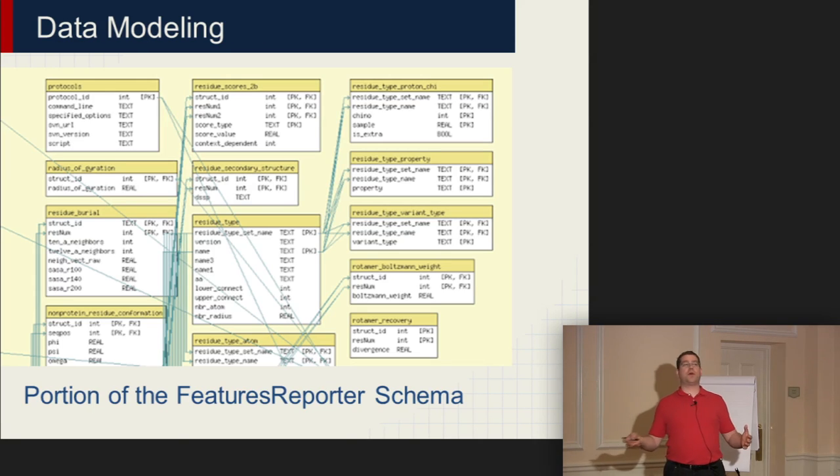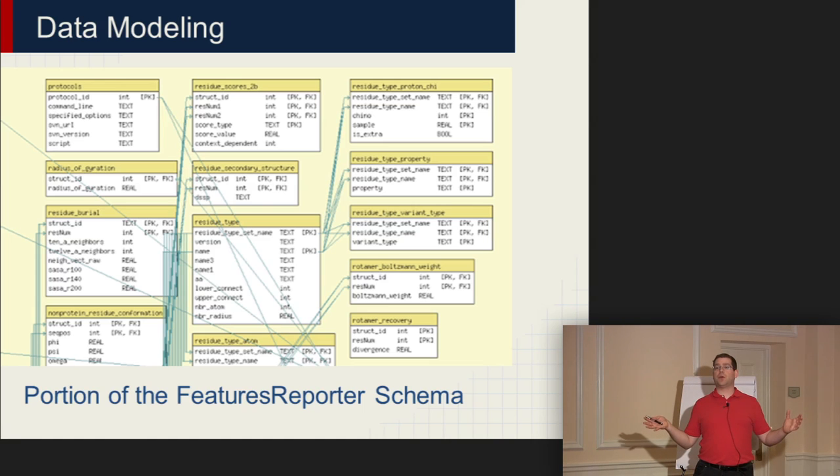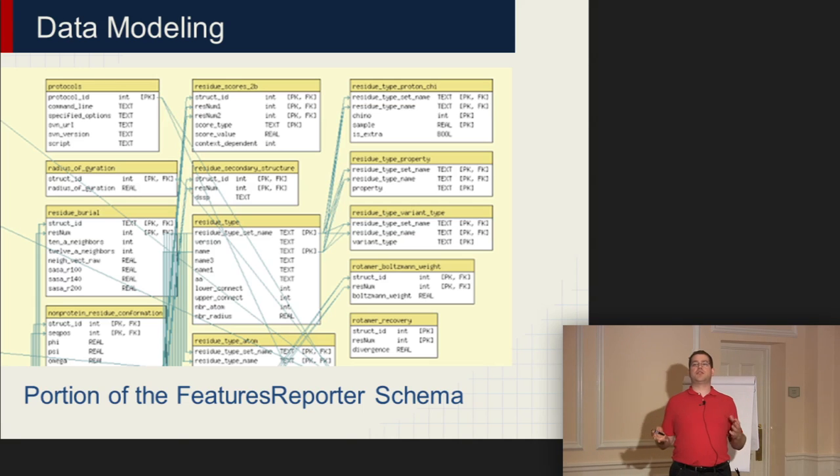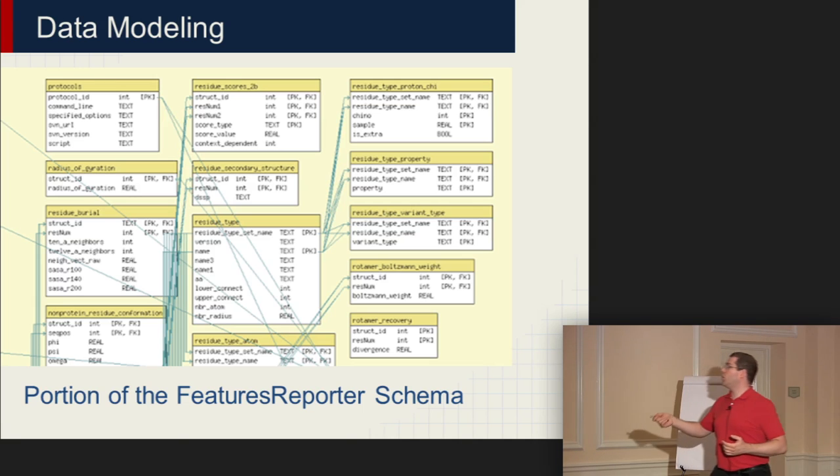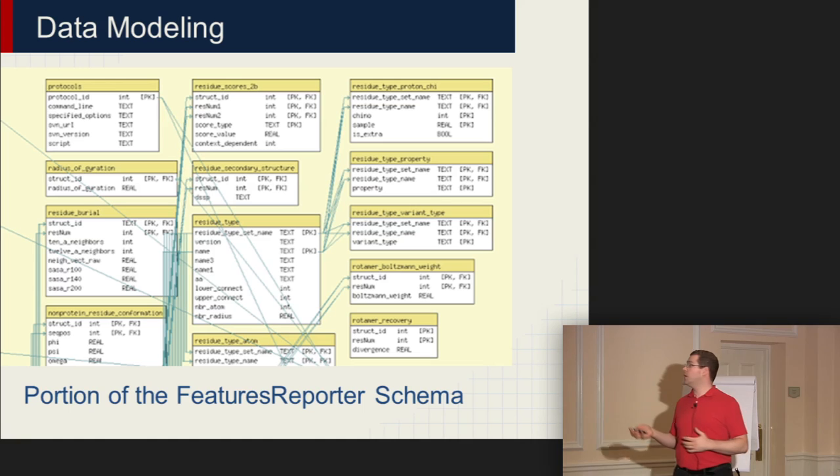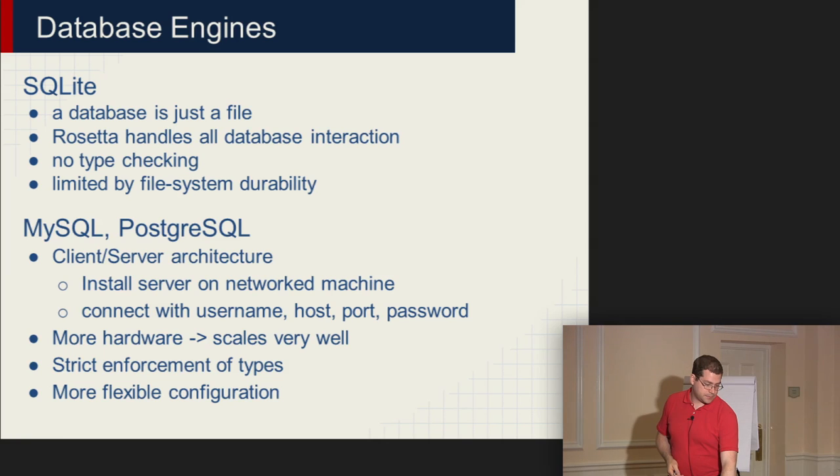So in the features reporters, we have a whole bunch of features reporters that are interrelated, and this is only a small portion of the complete features reporters schema, showing you what sorts of tables are available and the interactions and relationships between the different portions of the features reporter. All right.